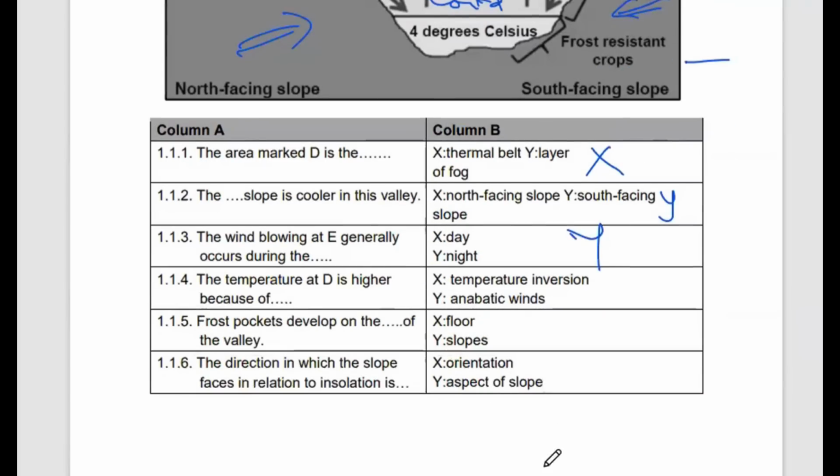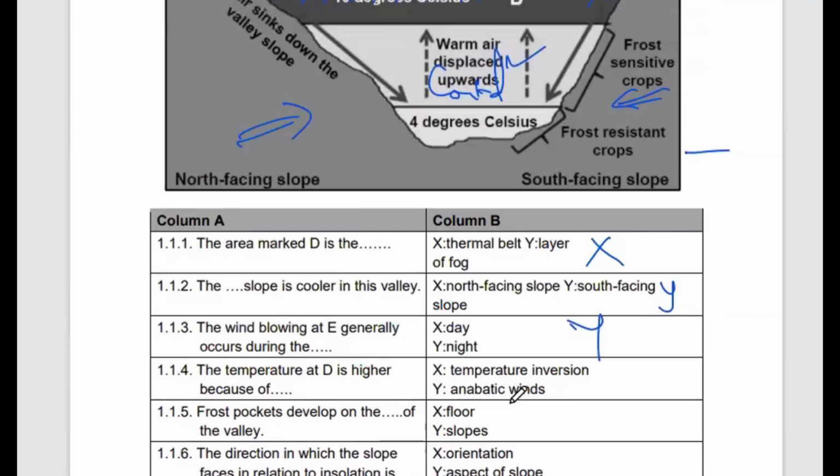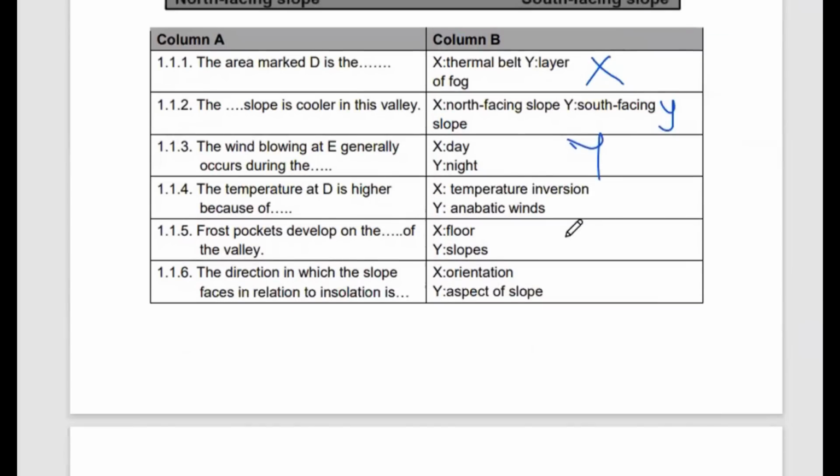Right, moving on to the next question. The temperature at D is higher because, right, why is the temperature at D higher here in that thermal belt? Right. The temperature at D is higher because, that is number 4.